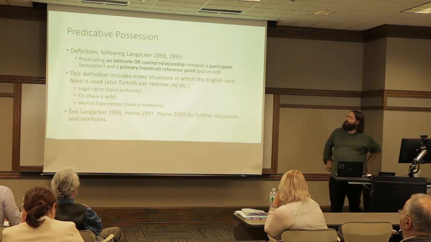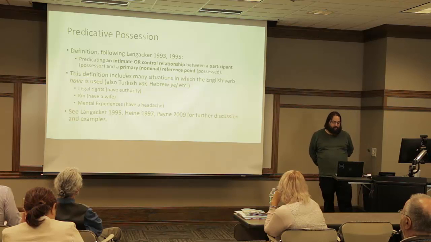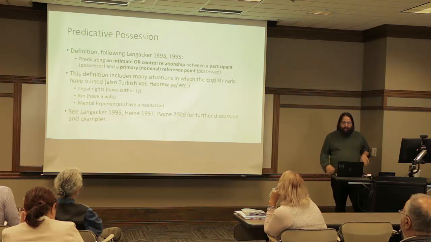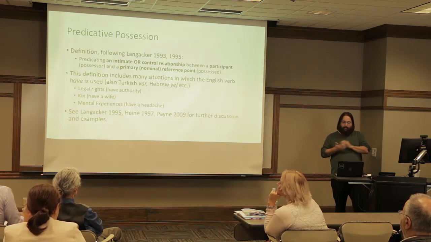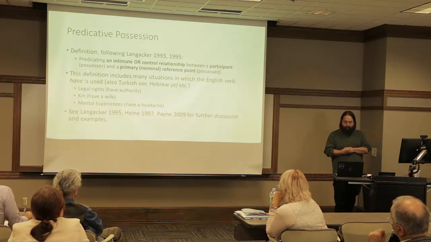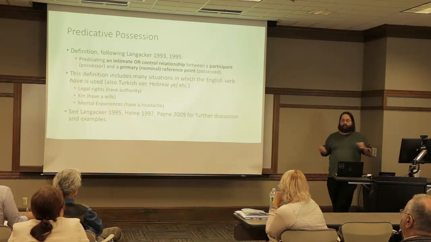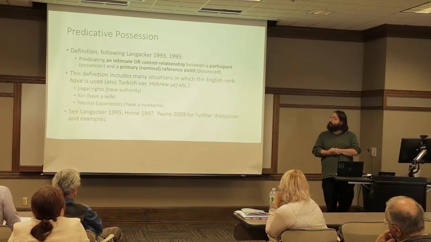So, just quick and dirty definitions. I'm following Langacker's definition from '93. He repeats it more or less in the same words in '95: predicating an intimate or control relationship between a participant, the possessor, and a primary nominal reference point, which is the possessed. So this definition ends up including many situations which are expressed by the English verb have, but also by the Turkish var or by Hebrew yesh, and so on and so on.